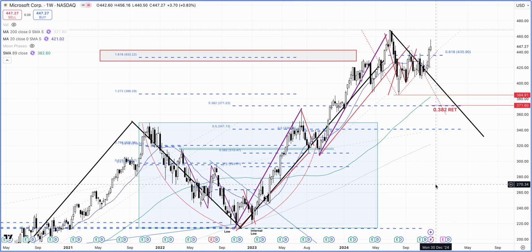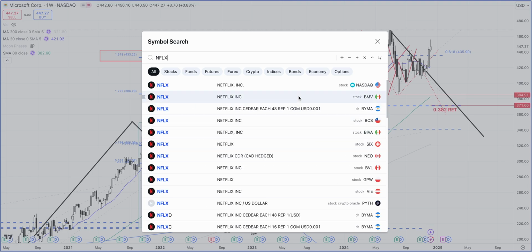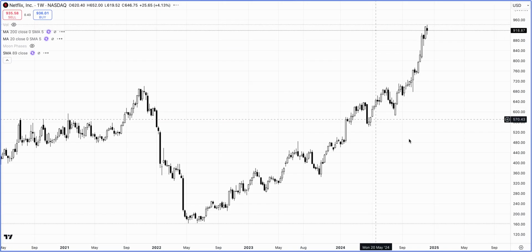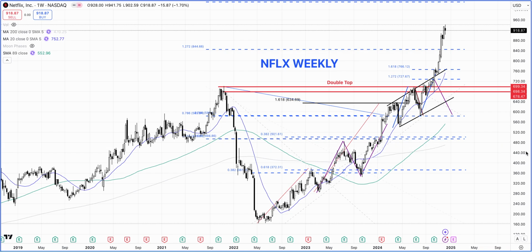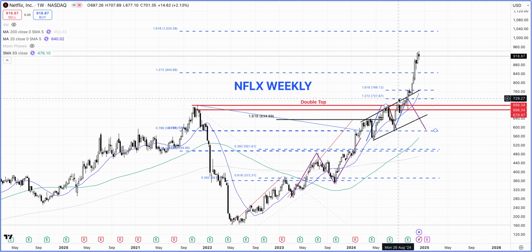Now let's take a look at Netflix. Here we go. Netflix has had a fantastic move. Honestly, I thought maybe it might get a double top here. For a while it did look like it might have had a double top around here.